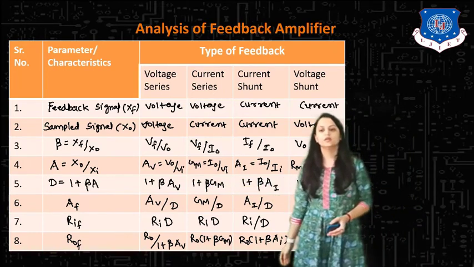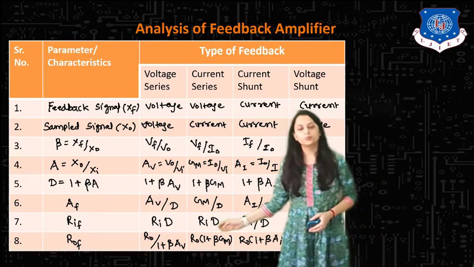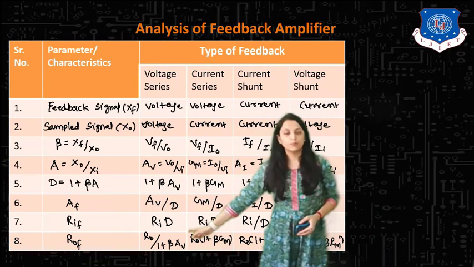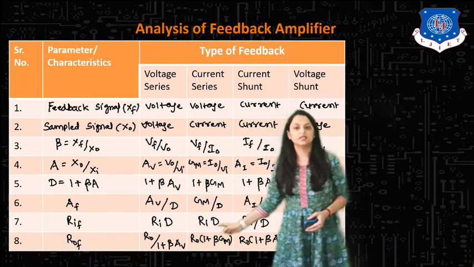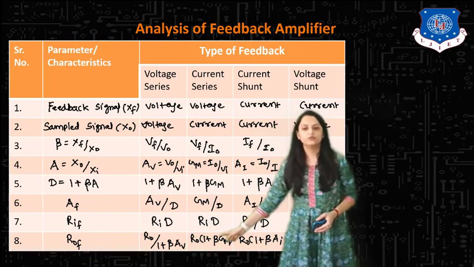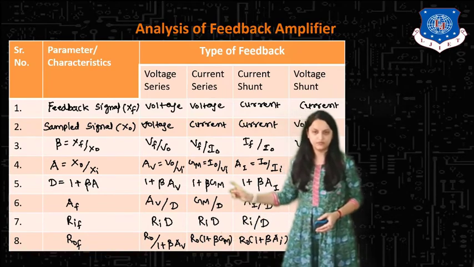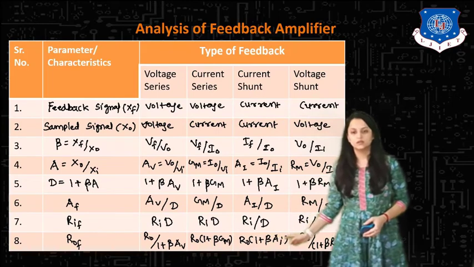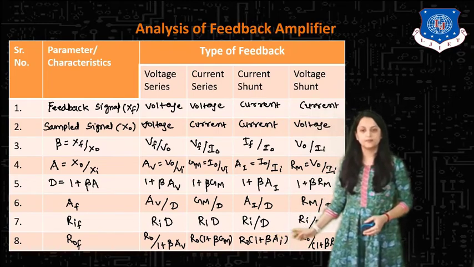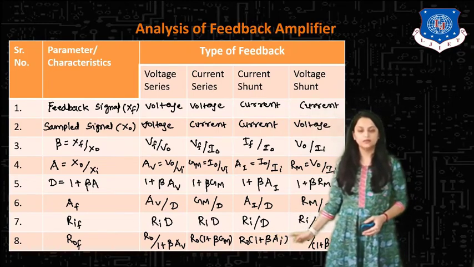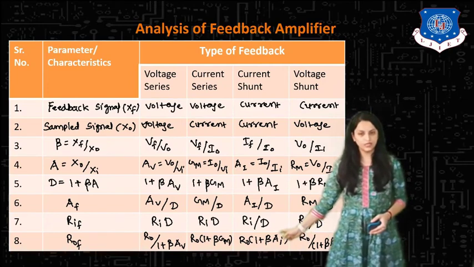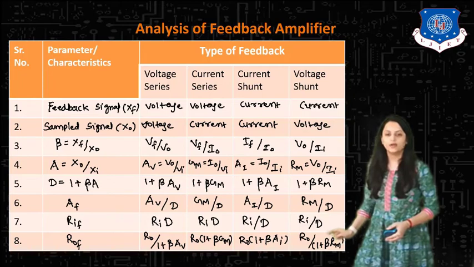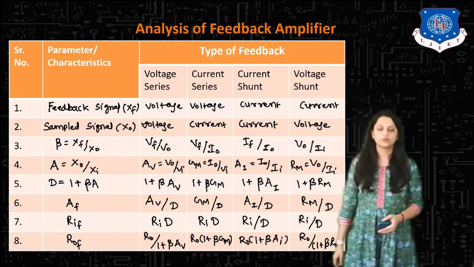Okay? Next, ROF, output resistance with feedback. Remember the values. ROF, here it is RO upon 1 plus beta AV, that is D. Here it is RO into 1 plus beta GM, that is D for current series. Here RO into 1 plus beta AI, right? AI is the current gain, or as you can say RO into D. It is RO by D, where D is what? 1 plus beta RM. Okay?